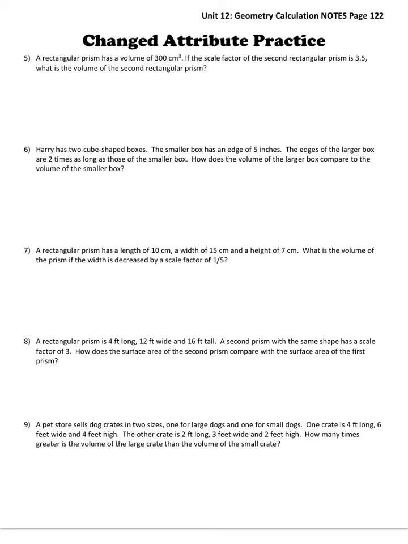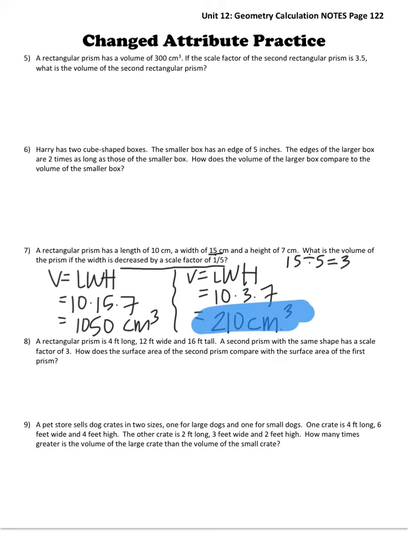Just to be sure that we're good, let's try one word problem. Let's look at number 7 on page 122. Why don't you try it and then check your work with me? Okay, so I did the volume for the first prism, and I got 1050 centimeters cubed. So if we decrease the width by a scale factor of 5, you can just divide 15 and 5 to get 3. So the new width is 3. That gives you 210 centimeters cubed. You could also just do 1050 divided by 5 and get 210.